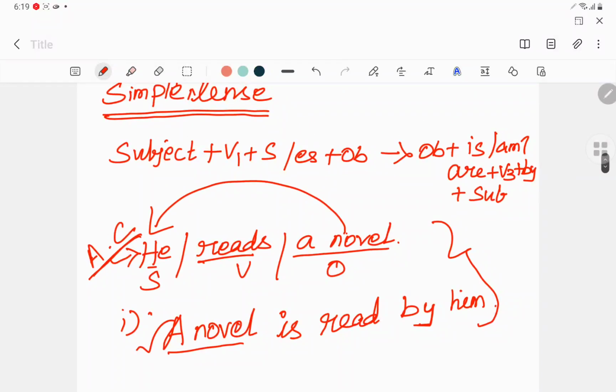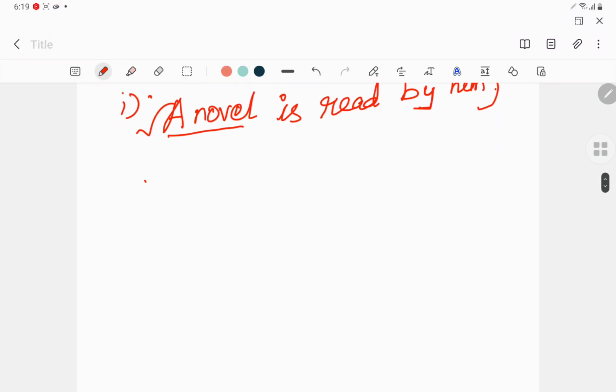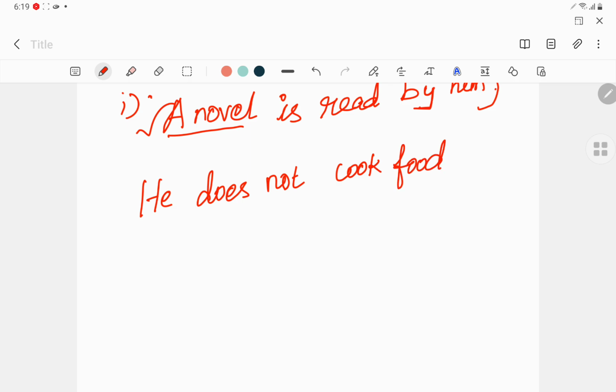So this is for simple present tense. Like if you have "He does not cook food", here food is the object. So then it will come as a subject. This is the second one, food. So here you have does not. Negative form means the negative form you want to give. So not, and here does is simple present.